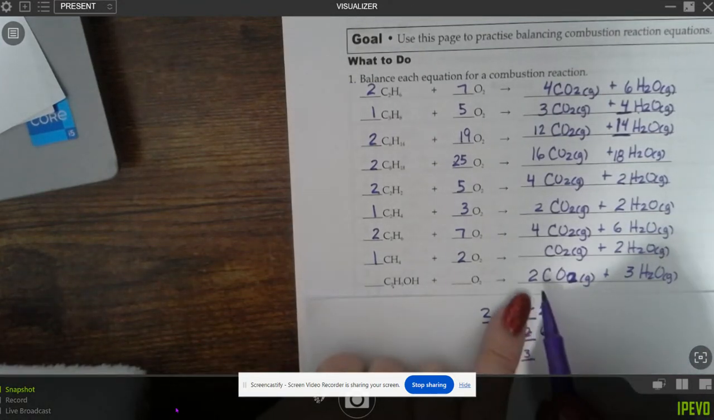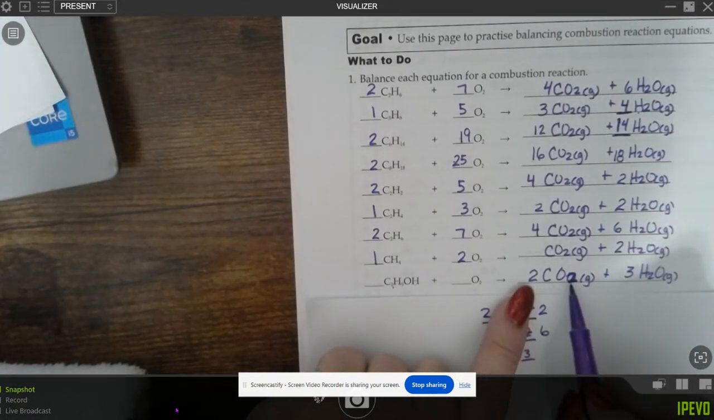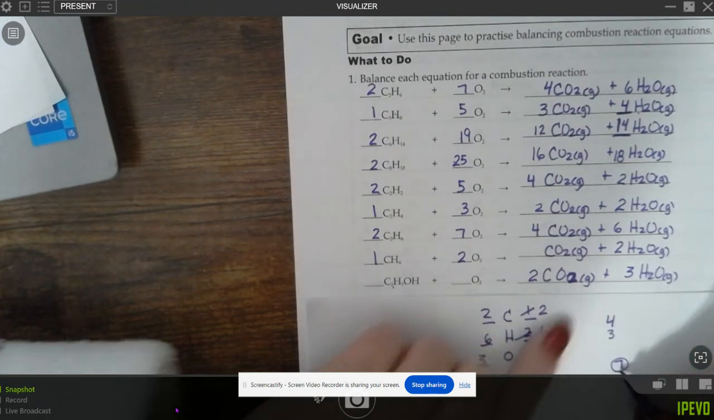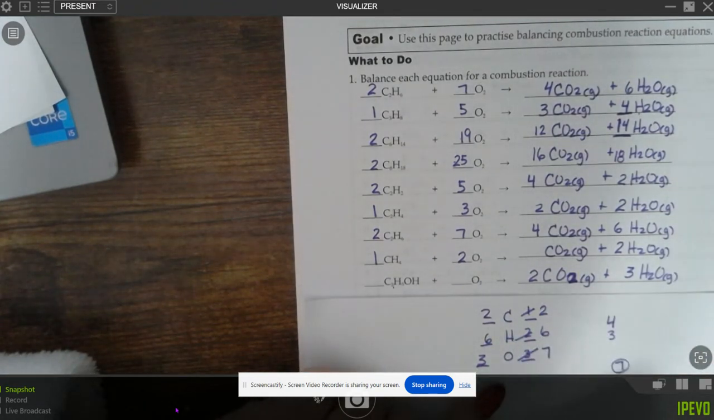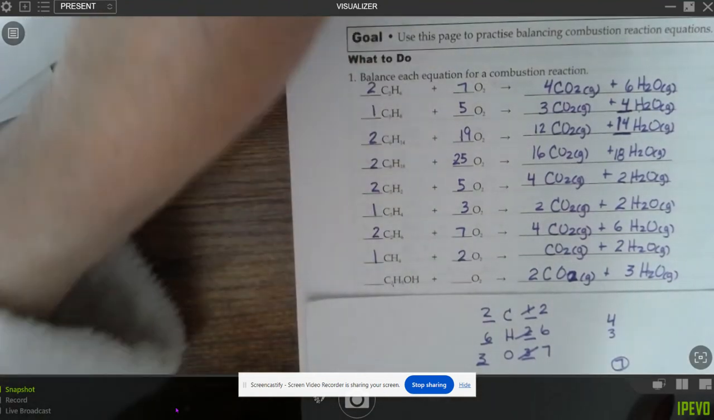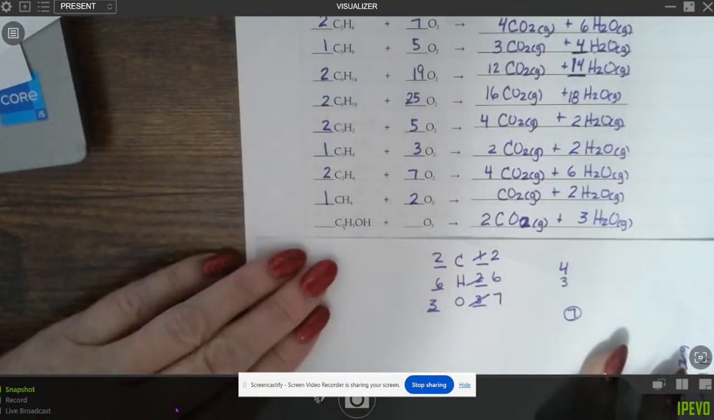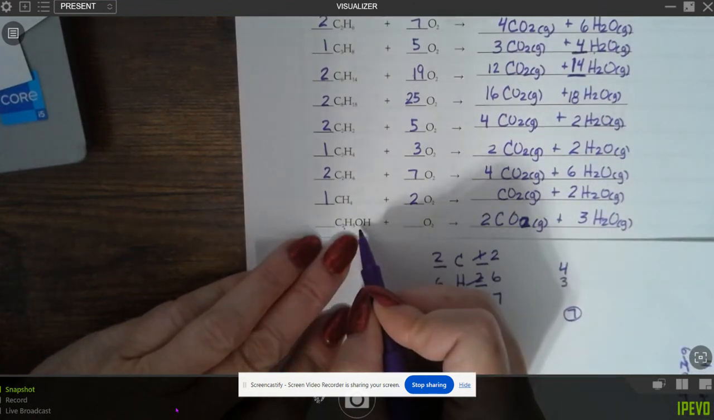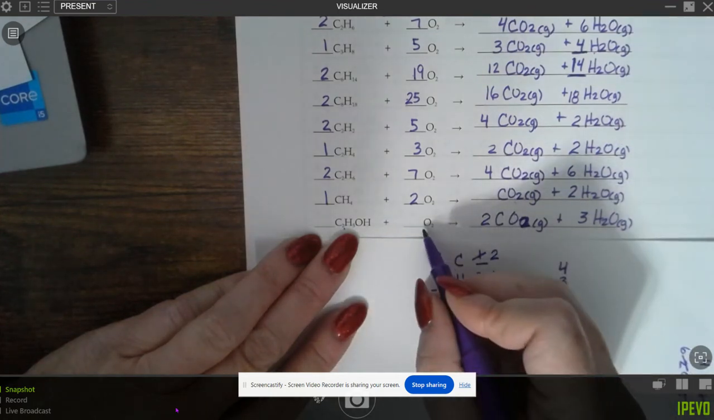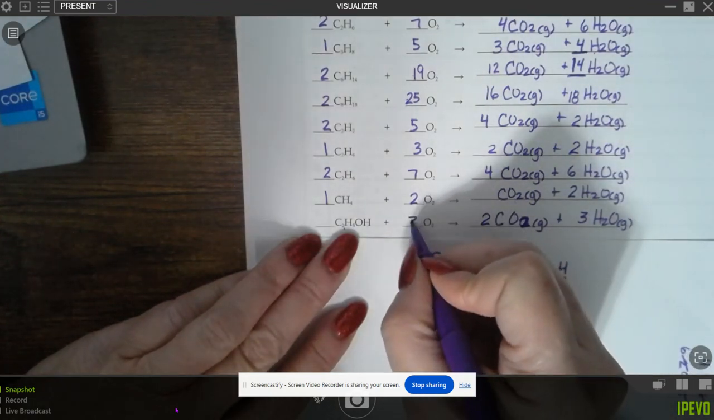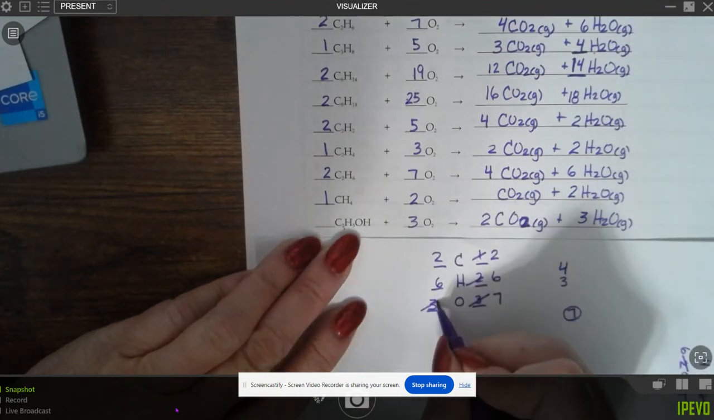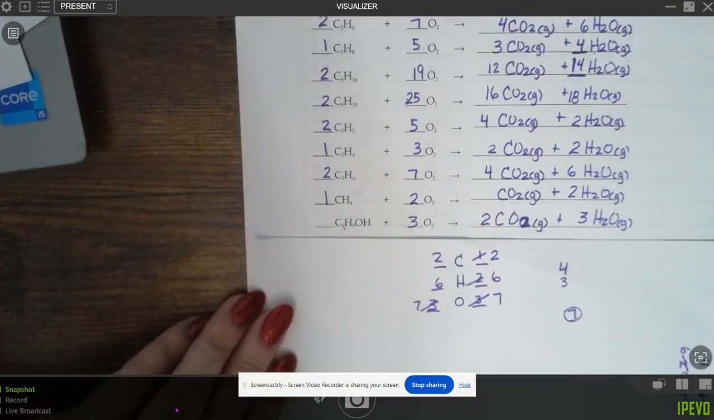Now, I have 2 times 2 is 4 oxygen plus 3 oxygen. So I've got 7 oxygen over here. Okay. Now, here's the reason we don't have to double it. Because I'm going to take this oxygen, so 7 minus that one is 6. So I need 6 oxygen more, which means if I put a 3 there, 3 times 2 is 6, plus 1 is 7, and that's balanced. Okay?